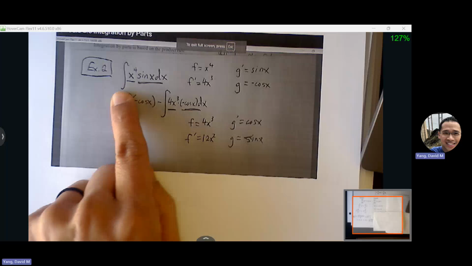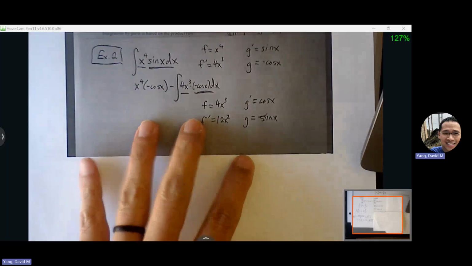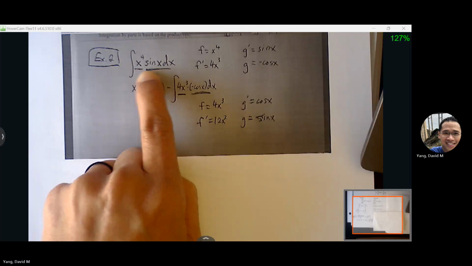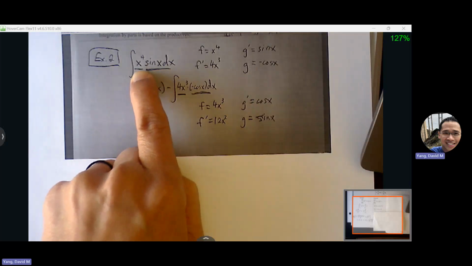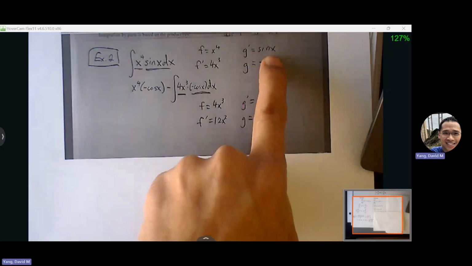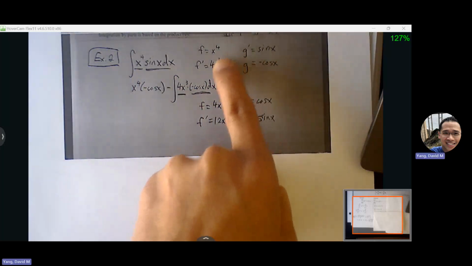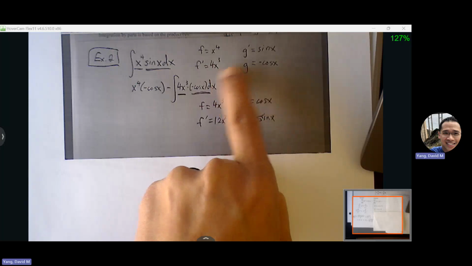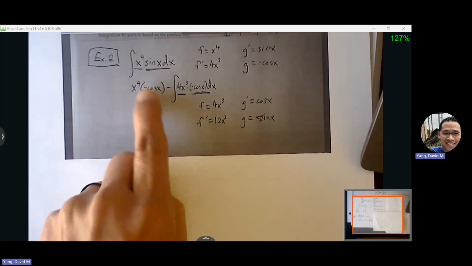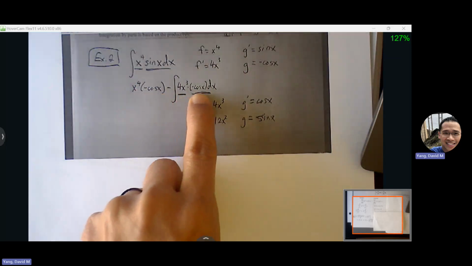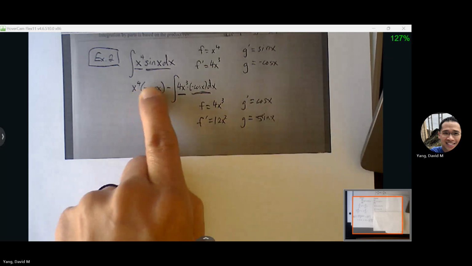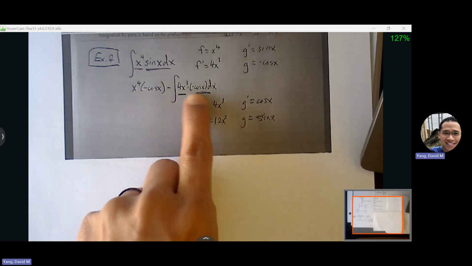Let's say we were to go through integration by parts using the previous method that we just learned. Integral of x to the 4th sine of x dx. My f value will be x to the 4th since I'm dealing with a polynomial and a trig. My g prime will be sine of x. f prime will become 4x cubed, the derivative. g prime, sine, becomes negative cosine. And then I'm just doing fg minus integral of f prime g.